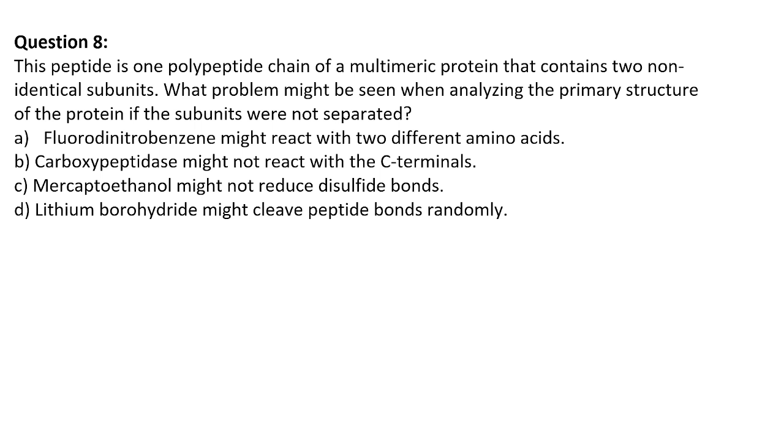First, saying fluorodinitrobenzene might react with two different amino acids. Very true, because it will react with the N-terminus. So if you have two different subunits, it will have two different N-termini. So it will react with two different entities. Carboxypeptidase might not react with the C-terminal? It will react with the C-terminal. Mercaptoethanol might not reduce disulfide bonds? If the disulfide bond is there in the two subunits, it will react. Lithium borohydride might cleave peptide bonds randomly? No, it's not correct. So option A is correct here.